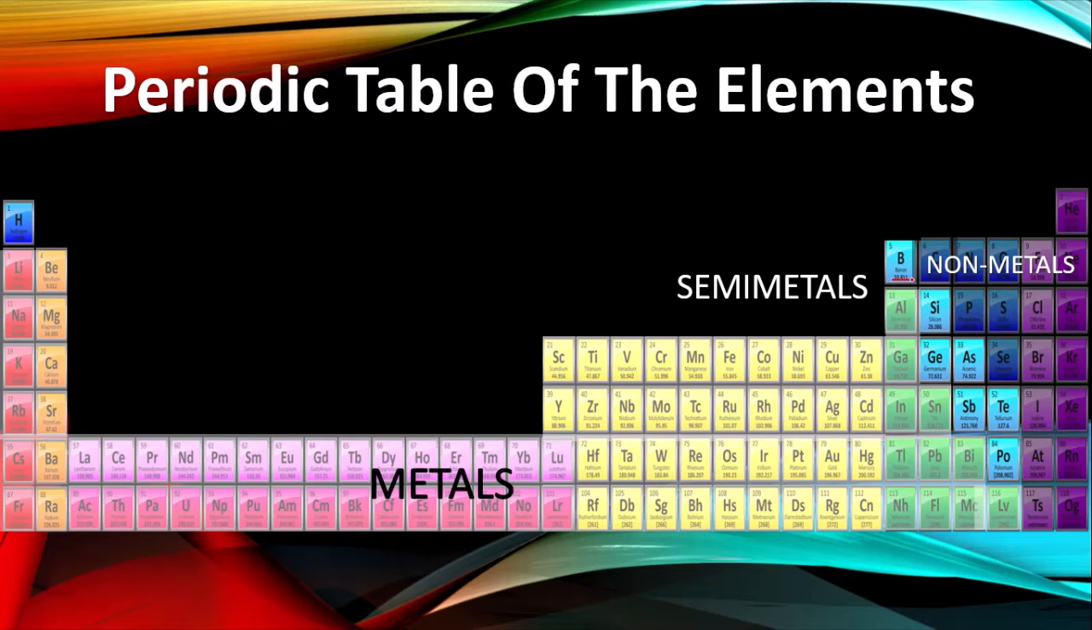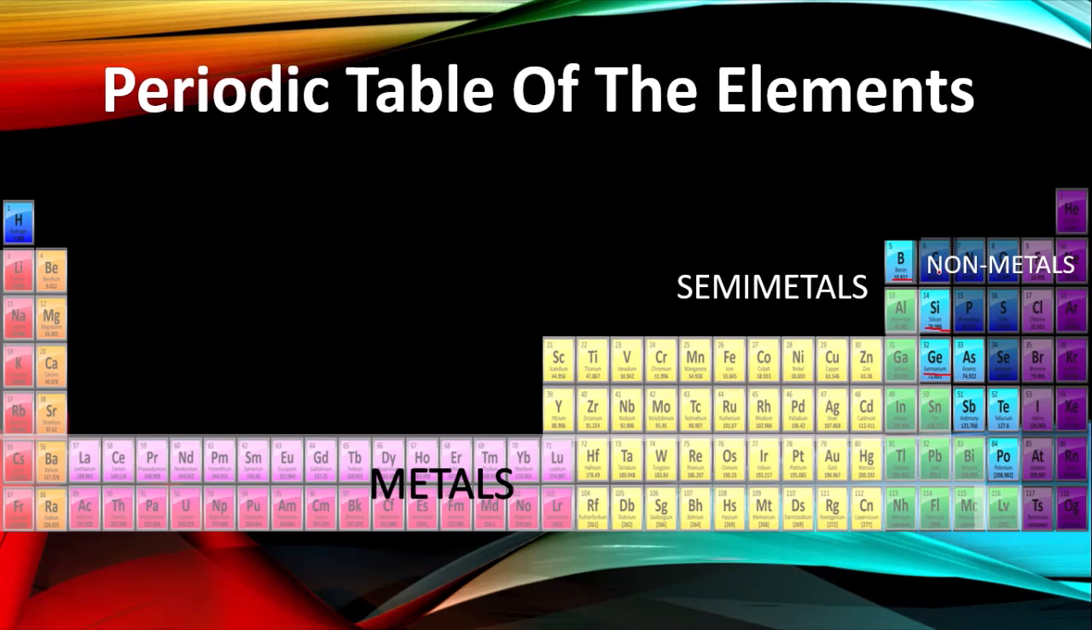See, boron, silicon, germanium, arsenic, antimony, tellurium, and polonium. These are all semi-metals, that means metalloids. I think you remember what metalloids are? They are the elements which have the properties of both non-metals and metals. So the semi-metals divide the periodic table into two parts, metals and non-metals.